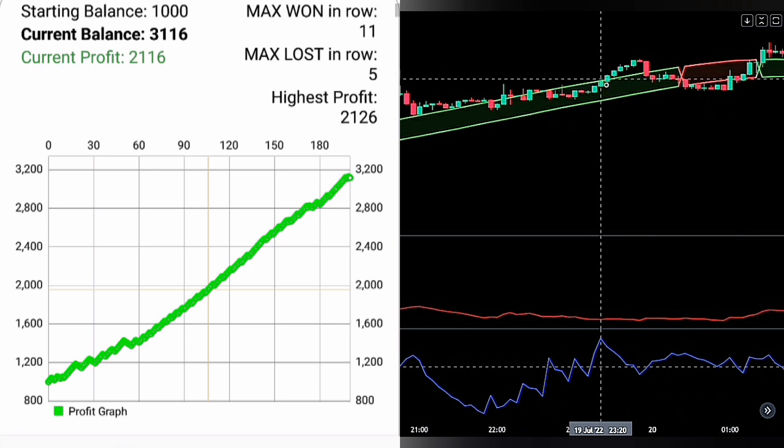The profit factor for this strategy is looking good, I guess. And we had 11 wins in a row against 5 losses in a row. So yeah, I'm definitely happy with these results.